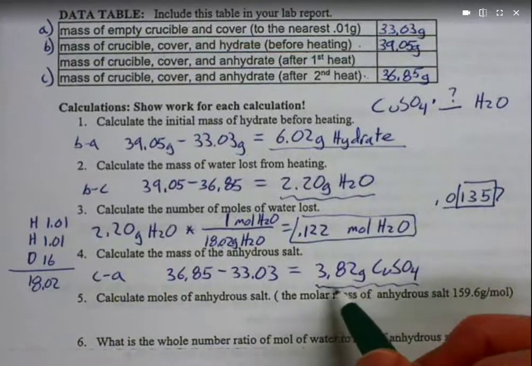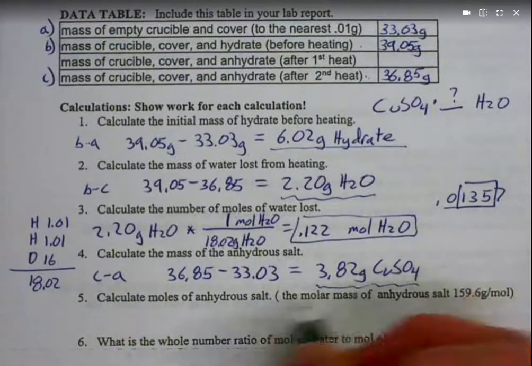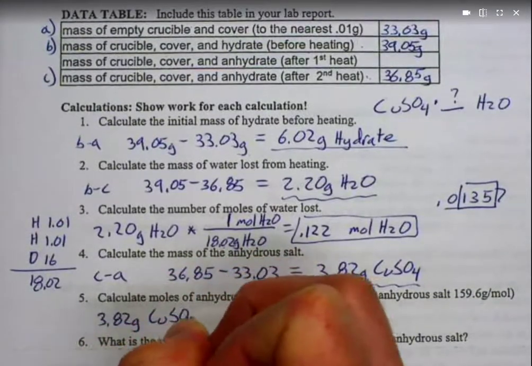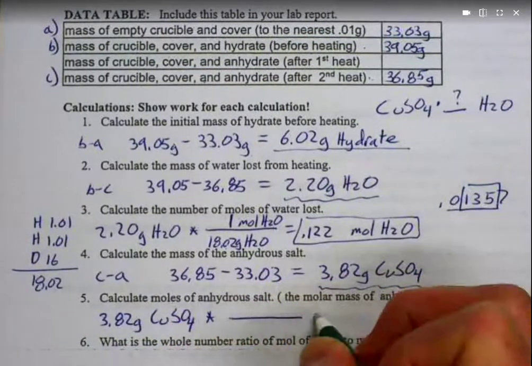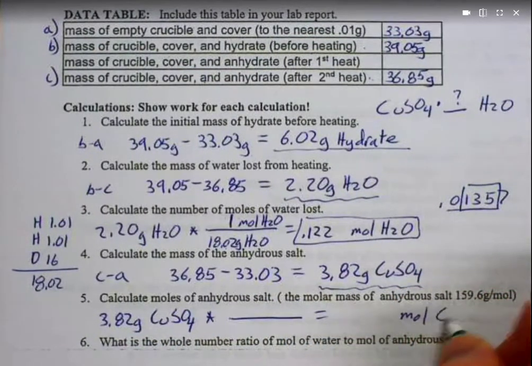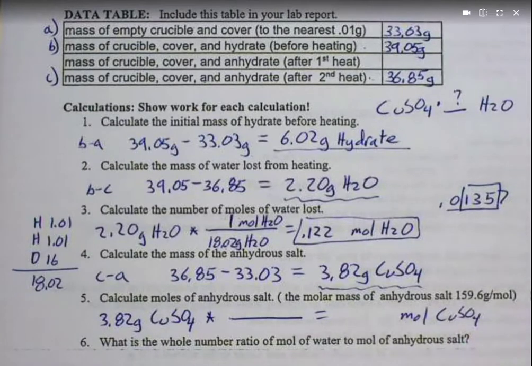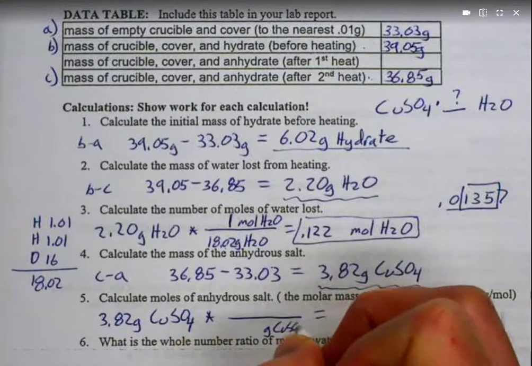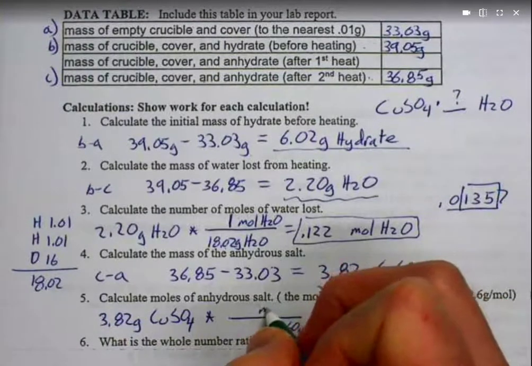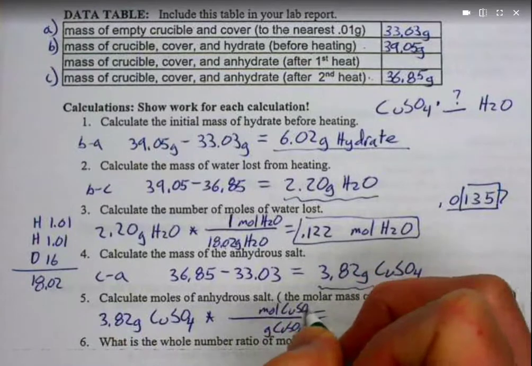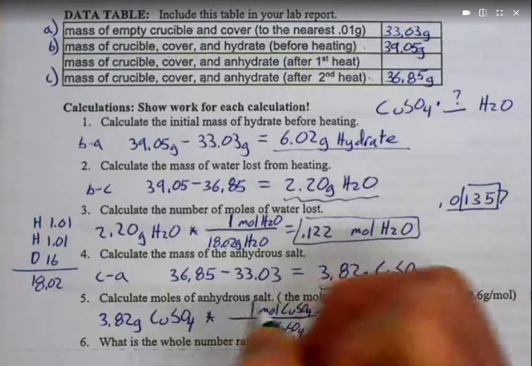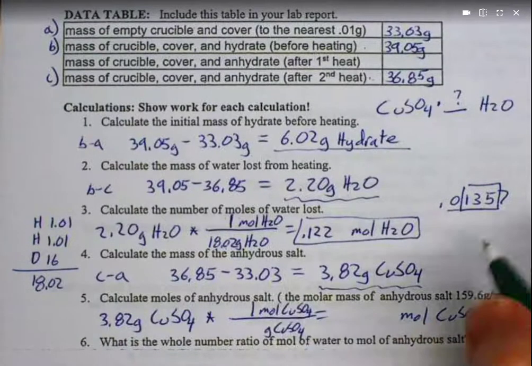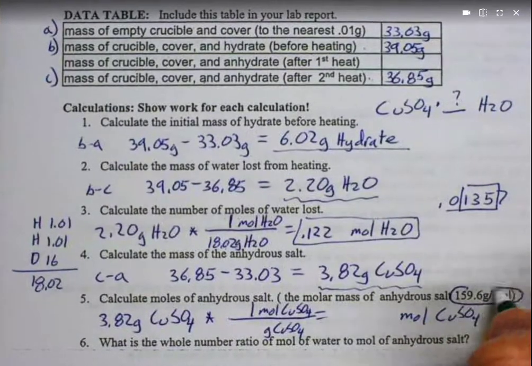Now, just like we did with the water, we're going to turn this into moles. We're going to take this answer, 3.82 grams CuSO4, and turn it into moles of CuSO4. That's the exact same mathematics as before, starting on the bottom, ending on the top. The only difference is that we use the mass of CuSO4 instead of the mass of water. And because I'm such a nice guy, I tell you what it is right there.